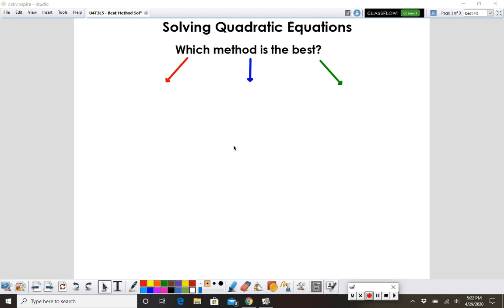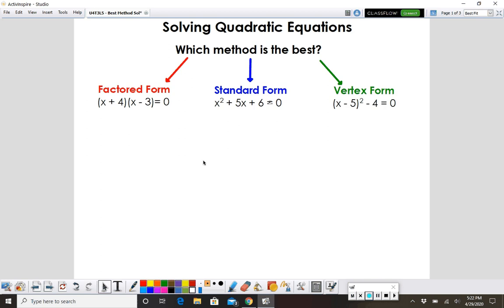So far you know 3 ways to solve quadratic equations algebraically. Today we're going to look at which method is the best. So the way you solve a quadratic equation is going to be based a lot on the form that you have. So you may have a factored form equation, a standard form equation, or a vertex form equation.